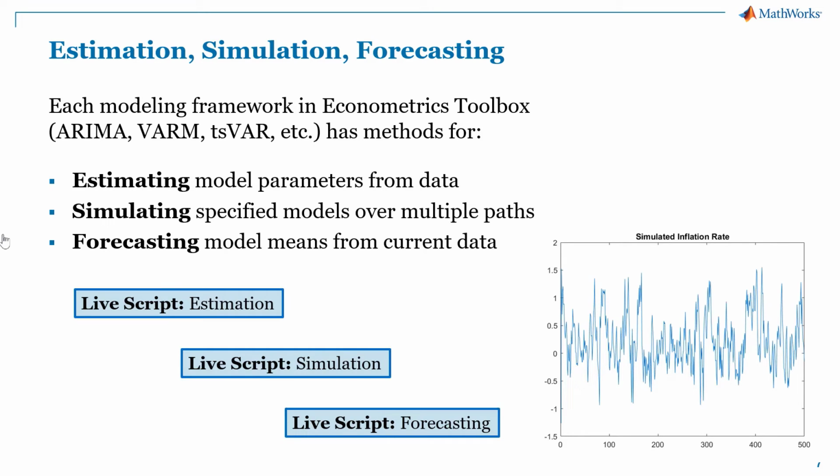The first thing we're going to want to do, though, is take a look at how we estimate the parameters in our switching model so that we get a good fit to the particular data set that we want to work with. And we'll use the estimation method for doing that. So let's take a look at these different methods that come in the TSVAR class for estimation, simulation, and forecasting.